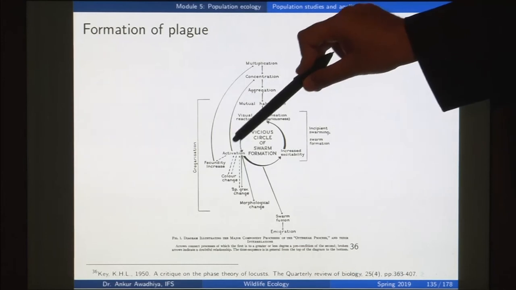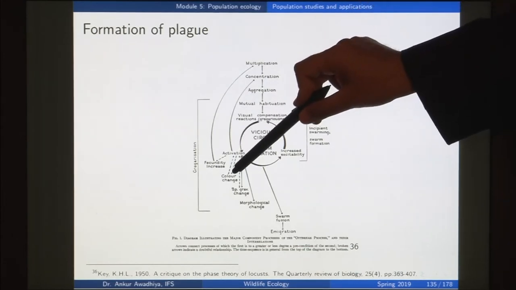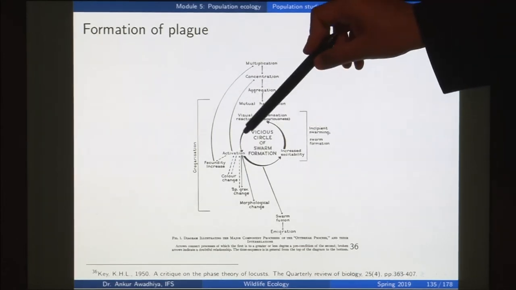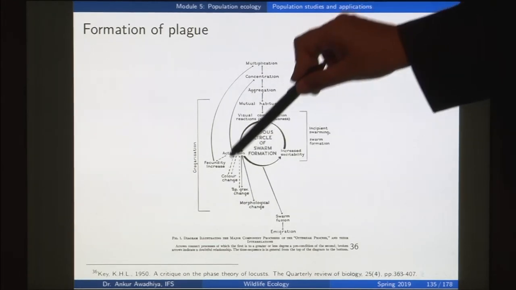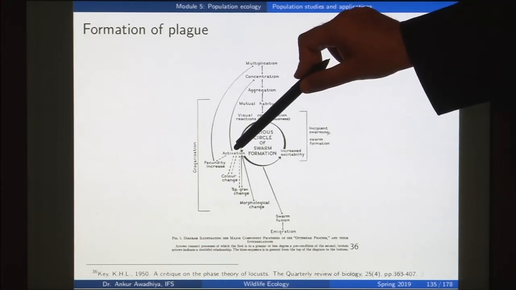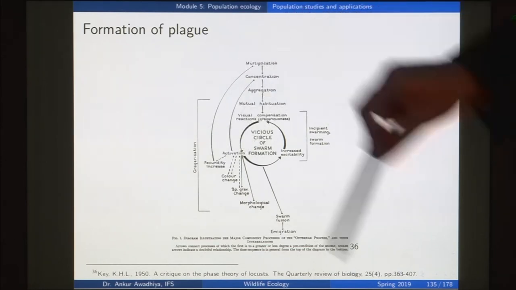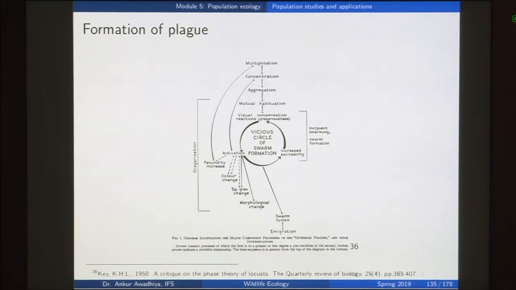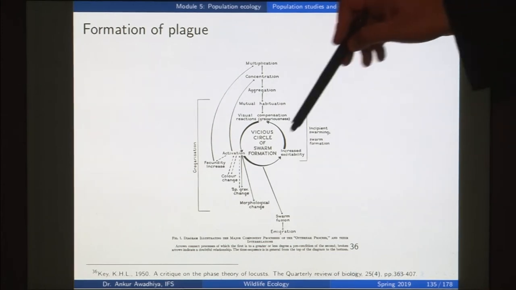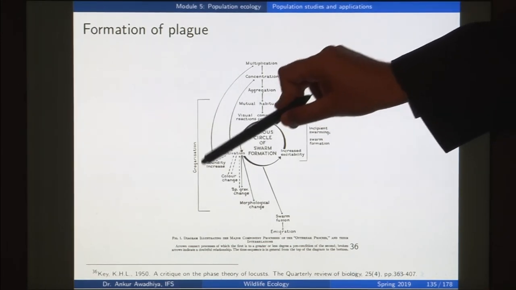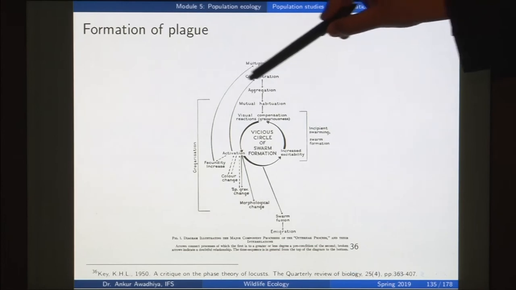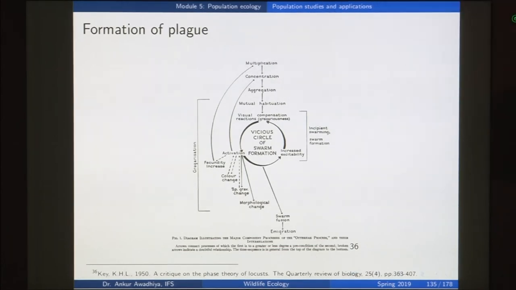So, you will have activation. Once there is activation, there will be a change in the color, then there will be a change in the specific gravity, there will be morphological changes, there will be an increase in the fecundity. So, they will lay eggs more often, even though they are laying less number of eggs, but then they will lay eggs much more rapidly. Once that happens, because you are having more number of eggs, then that will also lead to multiplication. So, it tends to give a positive feedback to itself.